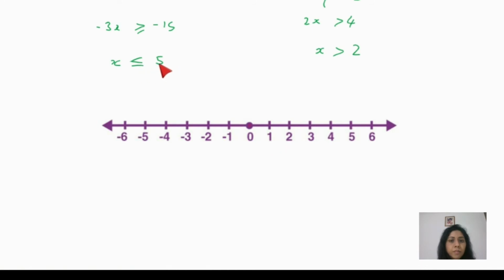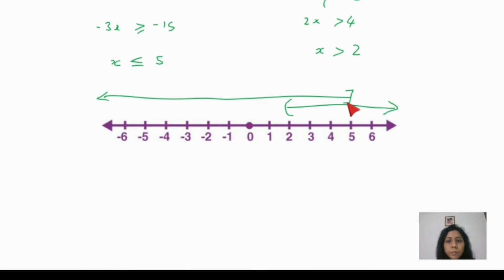This is x less than or equal to 5. So here, if 5 is included, I can write it like this at 5, and here all numbers below 5. Okay. Now here x greater than 2. So 2 is this, but not included. Okay, so here like this, and all numbers greater than 2.